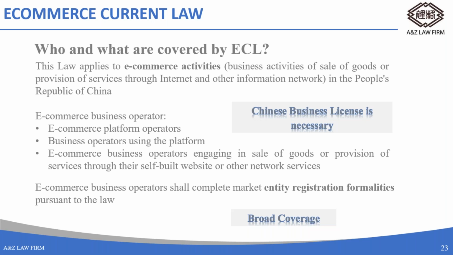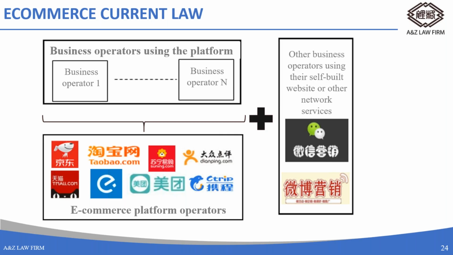Now, what does this cover? Of course, the law applies to e-commerce activities in mainland China. Now, what you need to remember here is that an e-commerce business operator must complete market entity registration formalities, meaning what? You must have your Chinese business license, right? So this is quite important. Now let's move to the next slide and define three main concepts. So three main subjects that are covered in this law. You see these three boxes, right? So we have the operators on platforms, we have the platform operators, and we also have other e-commerce operators.